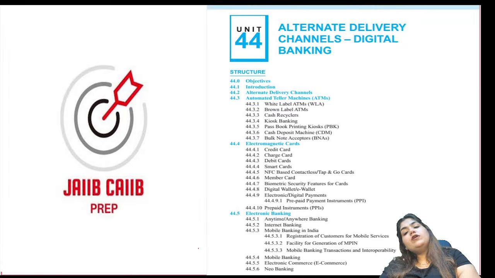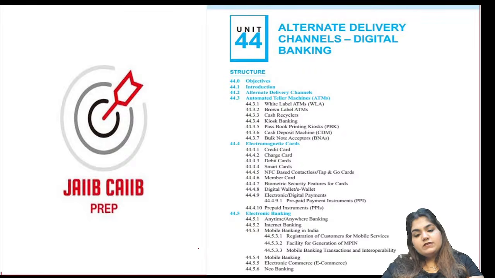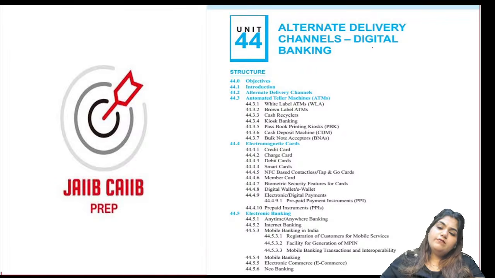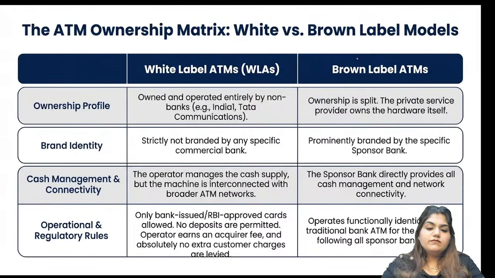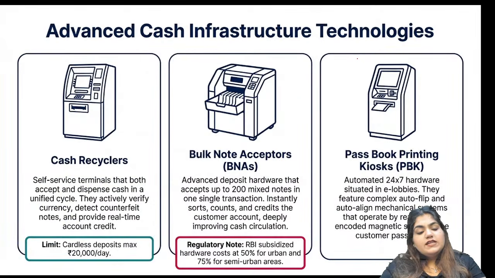Now we have unit 44. It talks about different types of ATMs. The white label, the brown label, the kiosks, the credit cards, the debit cards, the payments, the PPIs. It is again a good unit. Alternate delivery channels. This is the difference between white label ATM and the brown label ATM. These are the technologies that were used for the cash infrastructure.